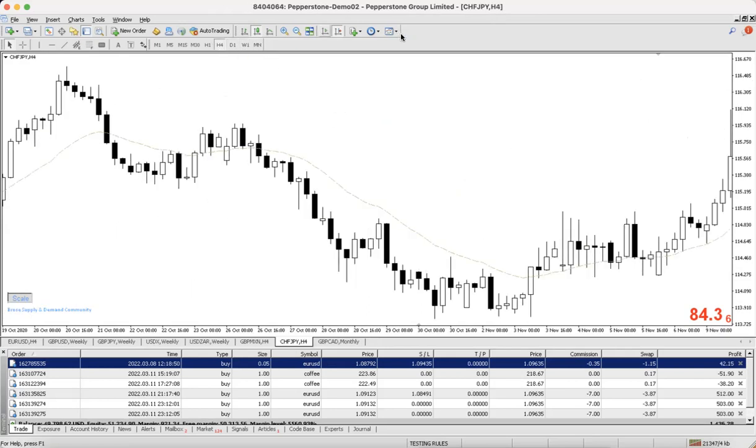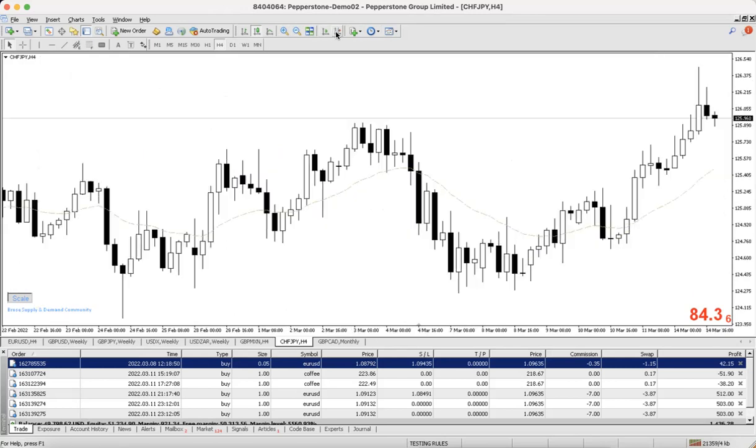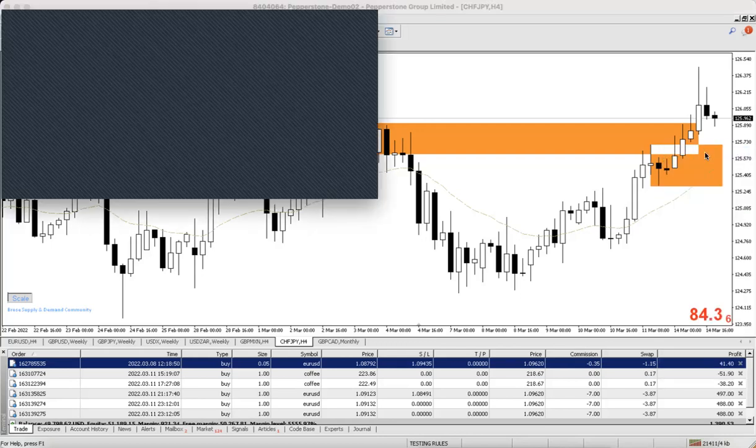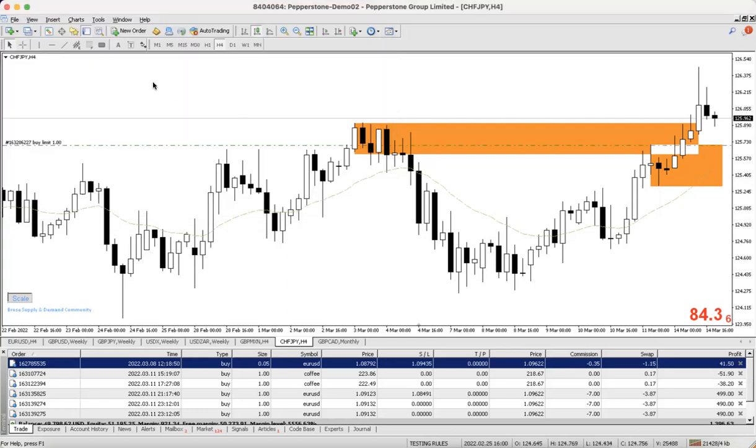So on the H4 here, look, price broke this area. So the valid trades that you can take are this here. So buy limit there, okay, because we are going up.